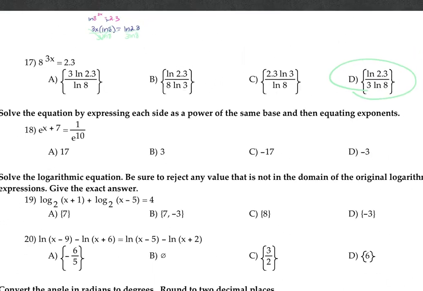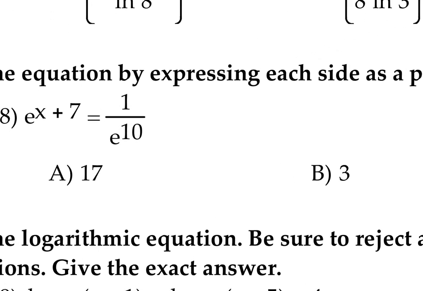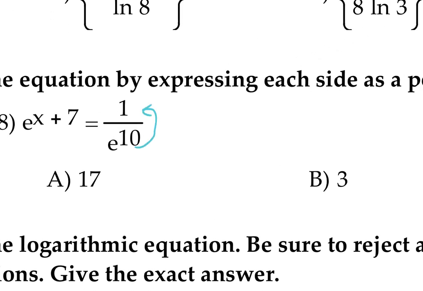18, it says by expressing each as the power of the same base. So we want to move e to the top. So this is e^(x+7) equals, this would be e to the negative 10. And then the base is the same. So we set the exponents equal to each other. x plus 7 equals negative 10. Subtract the 7 and x equals negative 17.